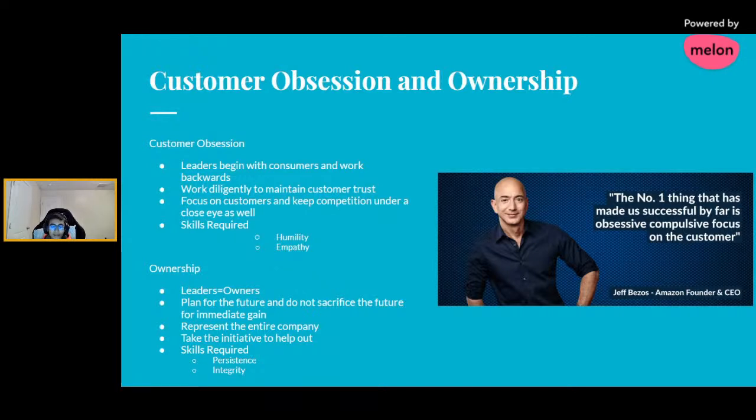Ownership. Leaders are owners. They plan for the future and do not sacrifice the future for any immediate gain. They represent the entire company. They take the initiative to help out. In order to do so, they are persistent and have integrity. A quote from Jeff Bezos, Amazon's founder and CEO, is that the number one thing that has made Amazon successful by far is obsessive compulsive focus on the customer.